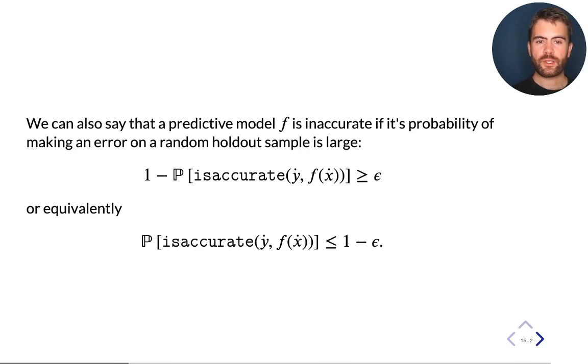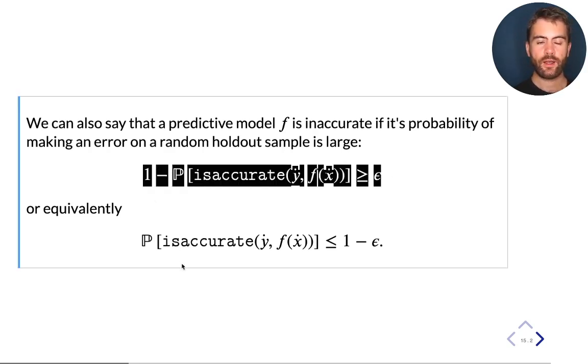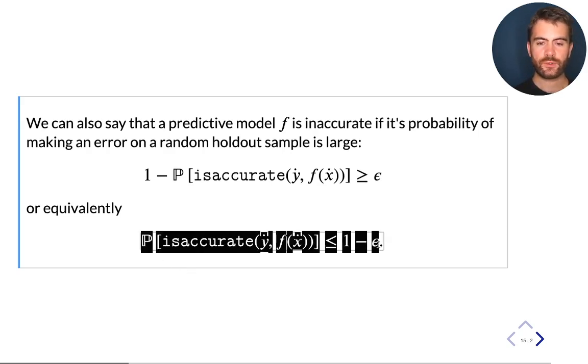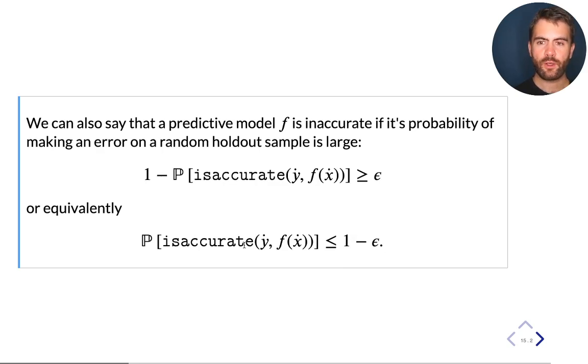And conversely, we can say that a model is not accurate if its probability of making an error on a random holdout sample is large. So the probability of making an error is at least epsilon, so it's more than 1%. If we sample 1,000 points, more than 1% of them will have an error. This is what this inequality is saying. And we can just rewrite these terms and say that the fraction of points for which we will output an accurate prediction will never be more than some value, and therefore the model is inaccurate.